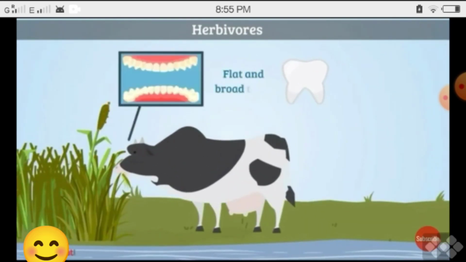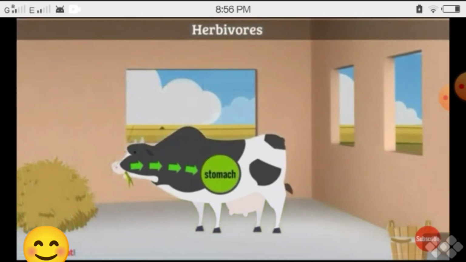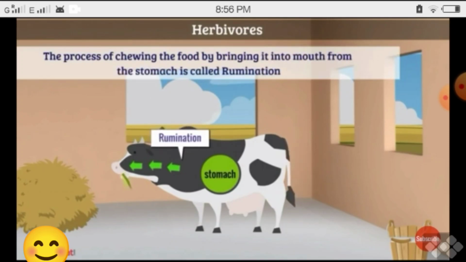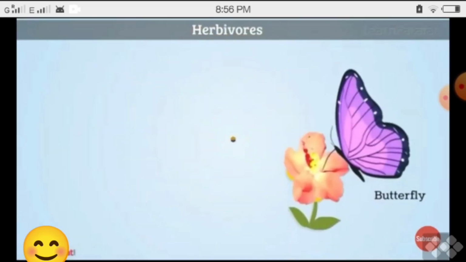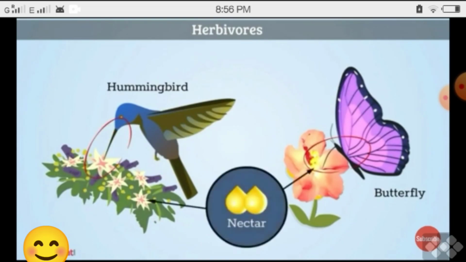They have flat and broad teeth which help them to pull the plant leaves and grind them. These animals first eat food and fill their stomach. When they are relaxed, they bring the food back into the mouth for chewing it properly. The process of chewing the food by bringing it into the mouth from the stomach is called rumination. Butterfly and hummingbird have a straw-like shape with which they suck the sweet juice called nectar from the flowers.